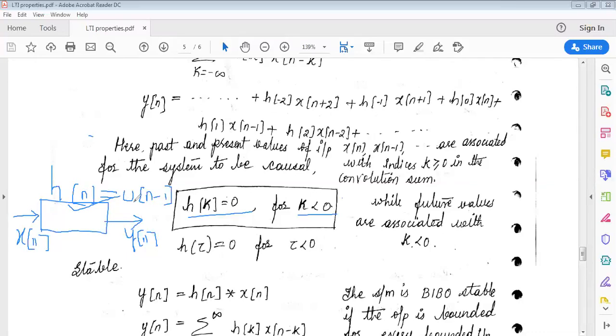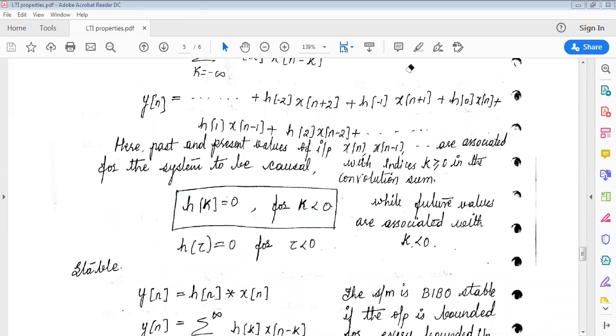h of n is equal to 0 for n less than 0, because it is defined only for n greater than 0. Okay. So what about u of n plus 100? Is it causal or non-causal? Non-causal, because it is defined for the negative. Yes, correct. So I think now you have understood how to check whether the LTI system is a causal LTI system or non-causal LTI system. So let us go to the next property.